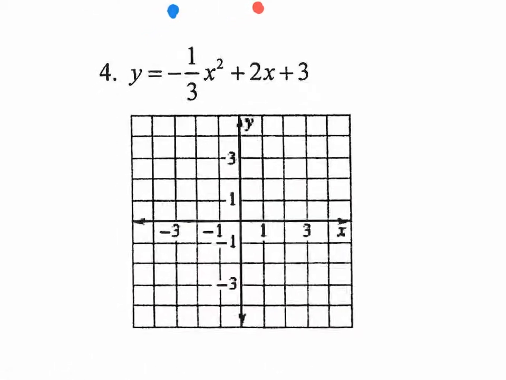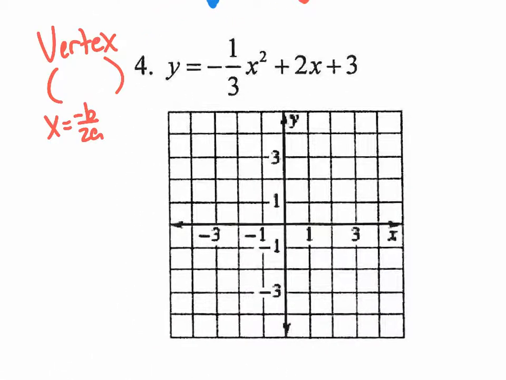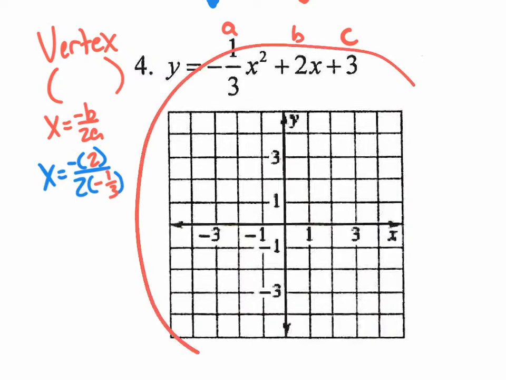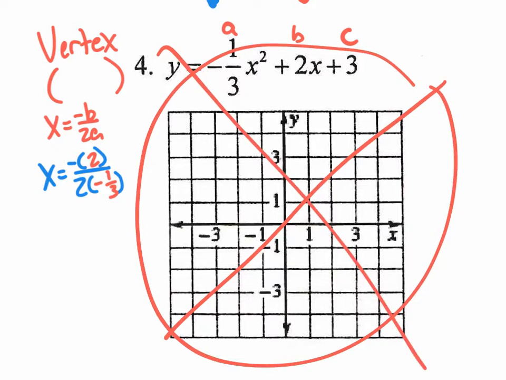Last one. Okay, let's do the vertex. Let's identify the a value of -1/3, the b value of 2, the c value of 3. Let's plug in the b value of 2, plug in the a value of -1/3. And at this point I realize that we're going to end up with fractions. And you know what? This is just too long of a video. I don't want to do anything with fractions. How about this? Let's just scratch this one out. Let's not worry about this one. Yay! Okay, we're done.